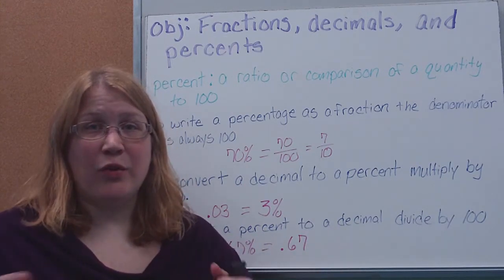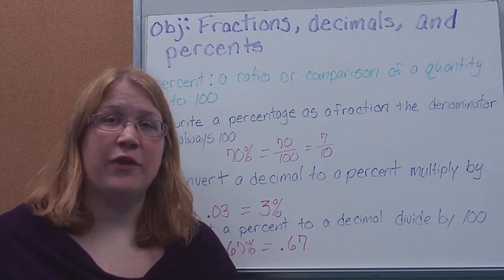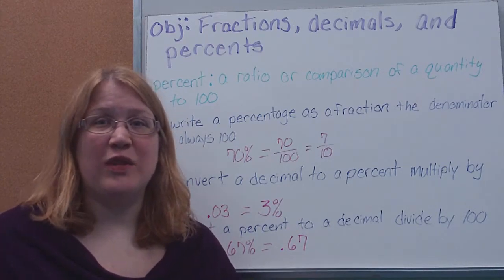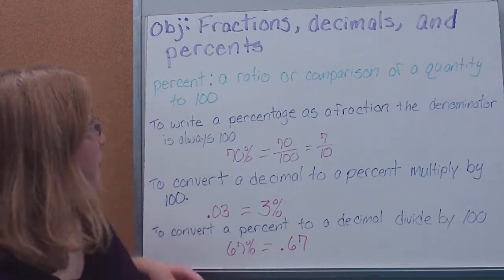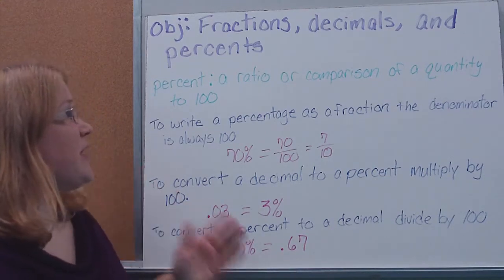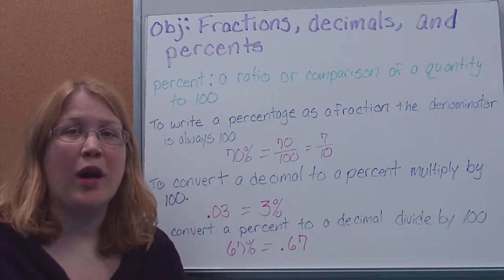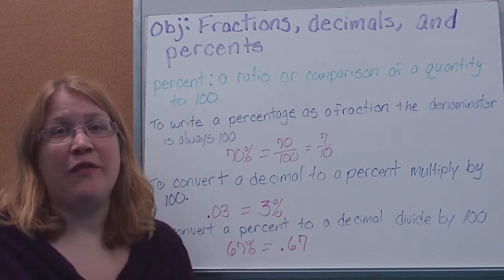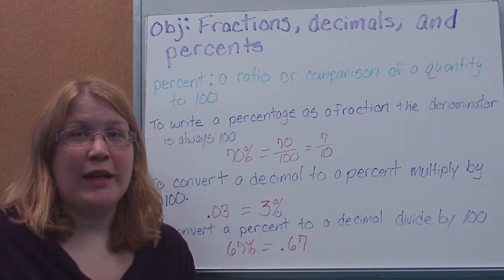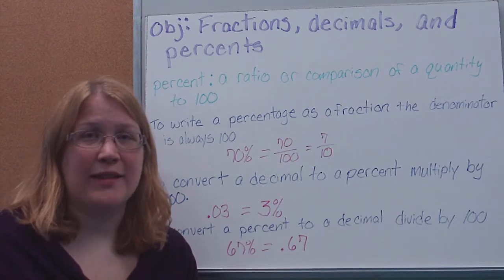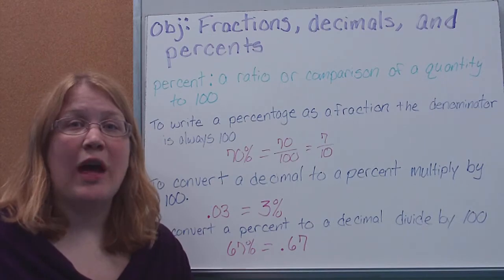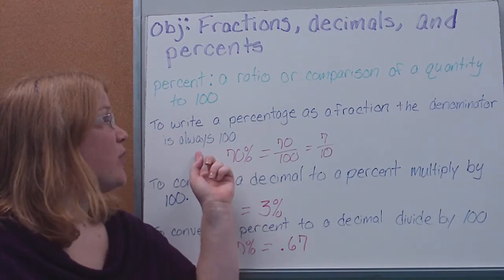Once you figure out how you can play with numbers and substitute them in for each other, your calculations using these things are going to become immensely easier. So first let's just define a percentage. A percent is a ratio or a comparison of a quantity to 100. And if you'll recall, we can write ratios in fraction form. So that would mean that our denominator is always going to be 100.